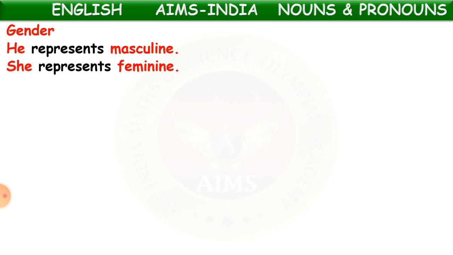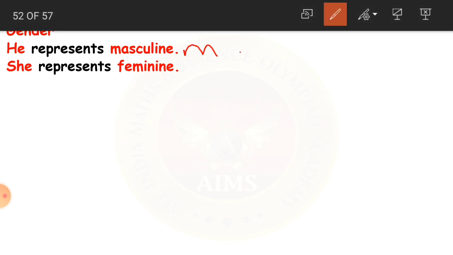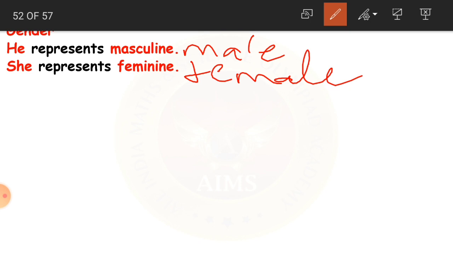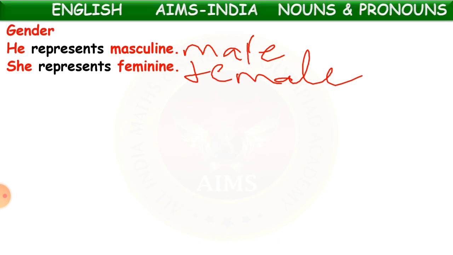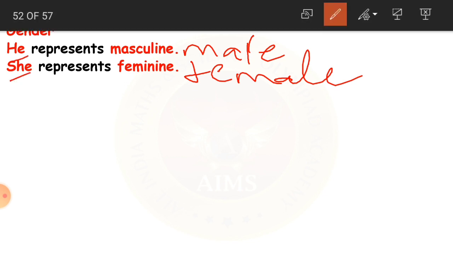He represents masculine, that is male. She represents feminine, female gender. Masculine is nothing but male gender, like man. Feminine is female gender, like woman. Clear, children? For masculine we address it as he, for feminine we address it as she. These are the genders.